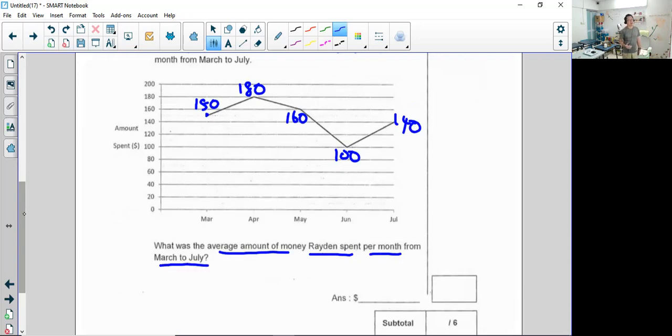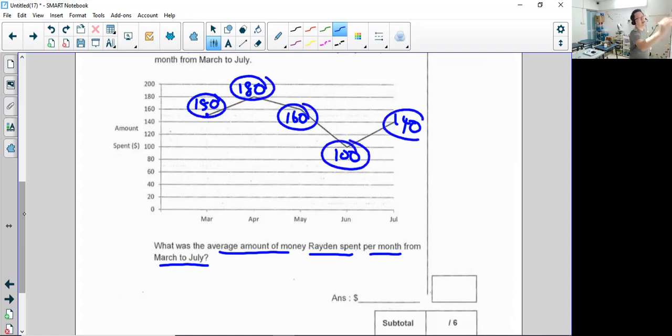So to find the average, you need to find the total money first. So you take March all the way plus all the months until July. So what is the total? So add them all together, right? Add them all together, you will get how much? So you take 150 plus 180 plus 160 plus 100 plus 140, and the total is $730.